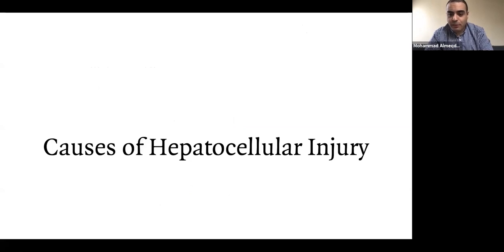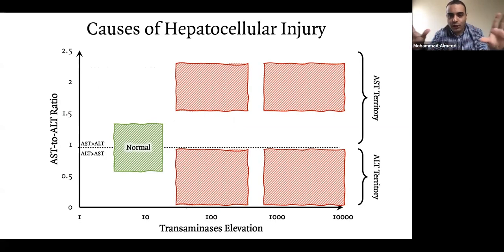There are a lot of causes of hepatocellular injury, but in general, if you want to plot them based on these two questions, you have the transaminase elevation on the x-axis, in the tens, hundreds, thousands, or tens of thousands, and the AST to ALT ratio on the y-axis. The higher AST to ALT ratio is the AST territory here, and this is the ALT territory down here. Normally you hang around here in the tens, up to 20s, 30s, and the AST to ALT ratio doesn't really matter.